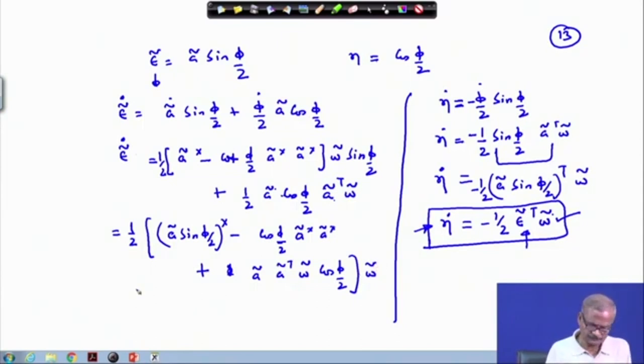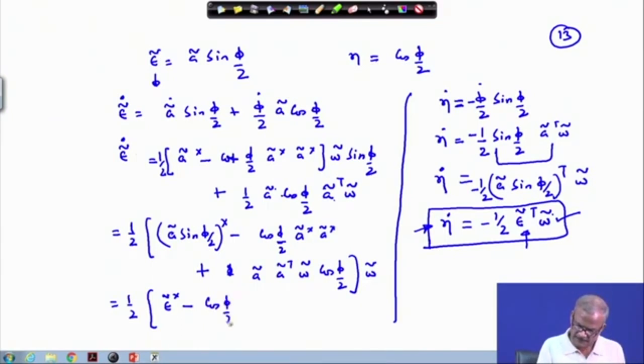So, as we see from this place, this quantity is nothing but epsilon tilde. So, this is epsilon tilde cross minus cos phi by 2. So, cos phi by 2, we take this outside the bracket, and here we write this as A tilde times A tilde transpose. This omega tilde is not there because we are keeping it outside. So, this is removed. Okay. And then from here, this minus sign A tilde cross A tilde cross, this equal to omega tilde.